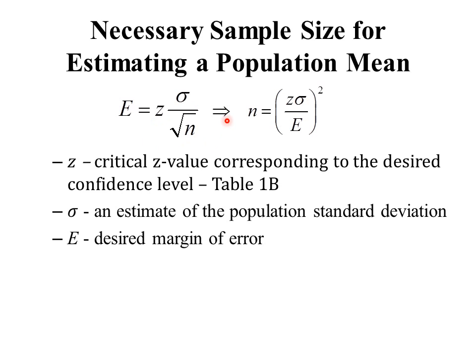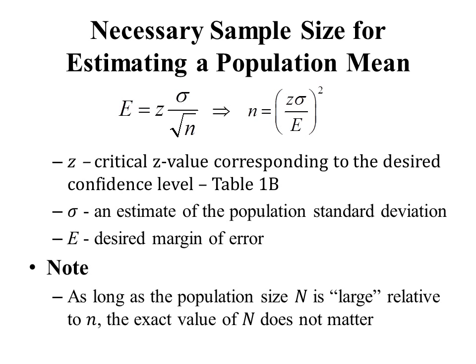And so if we just algebraically rewrite this equation, solve it for n, we get this formula right here. So this gives us a formula for calculating the necessary sample size, where again z is our critical value corresponding to the confidence level, sigma here is an estimate of the population standard deviation, and E is our desired margin of error. So if we know these three numbers here, we can use those to calculate the necessary sample size.